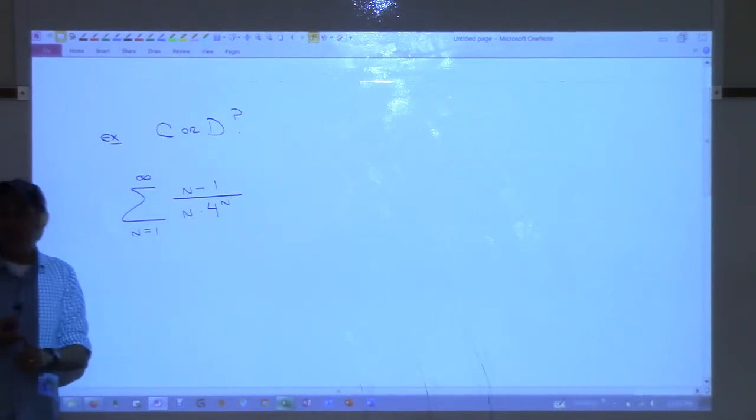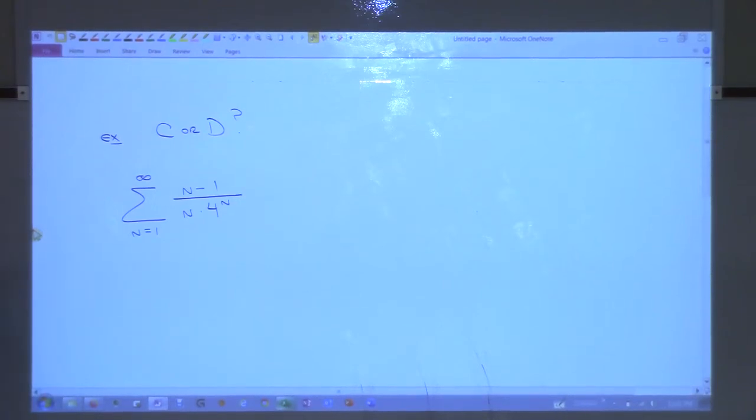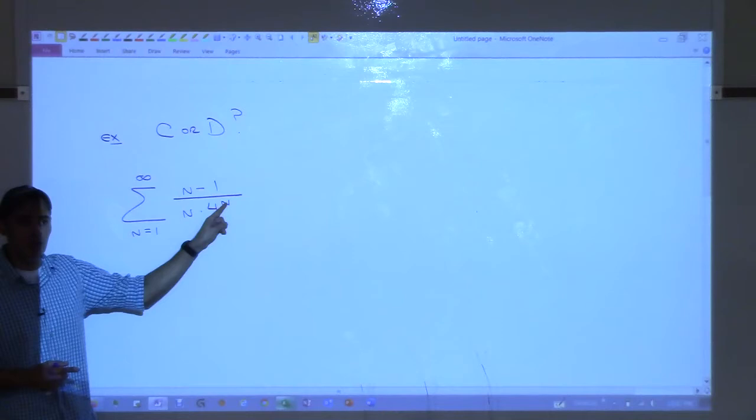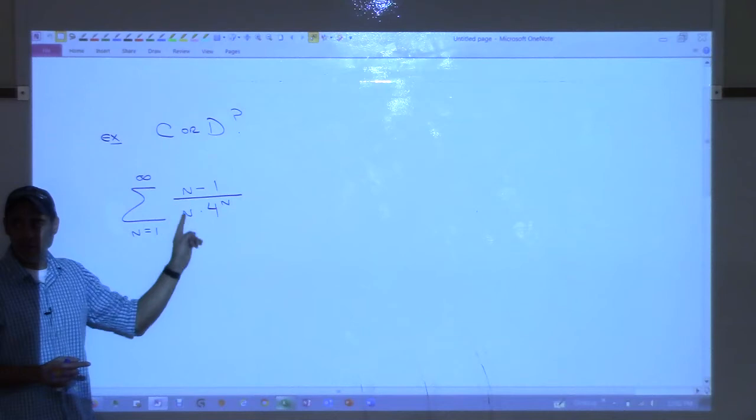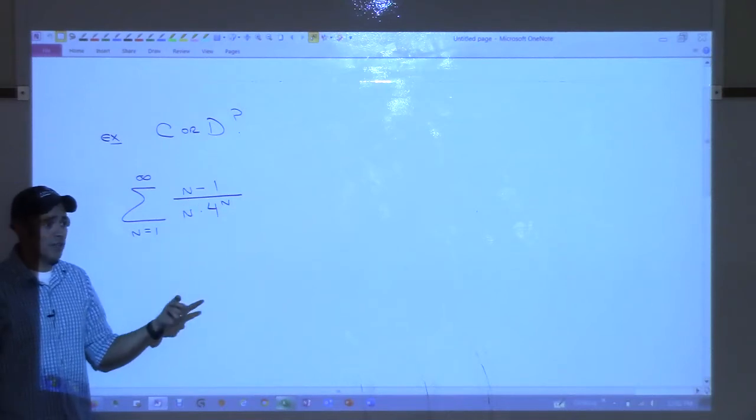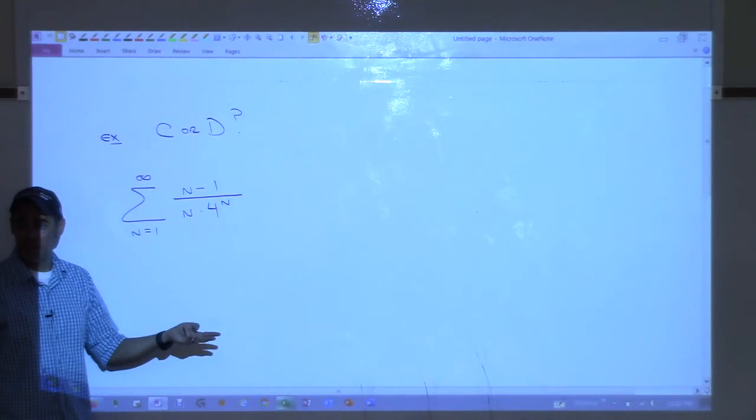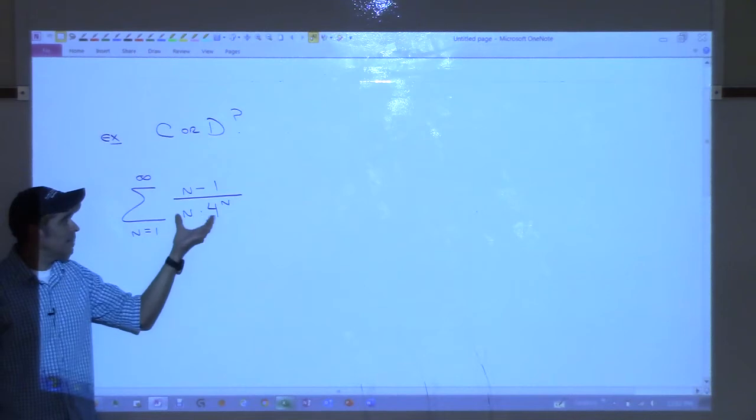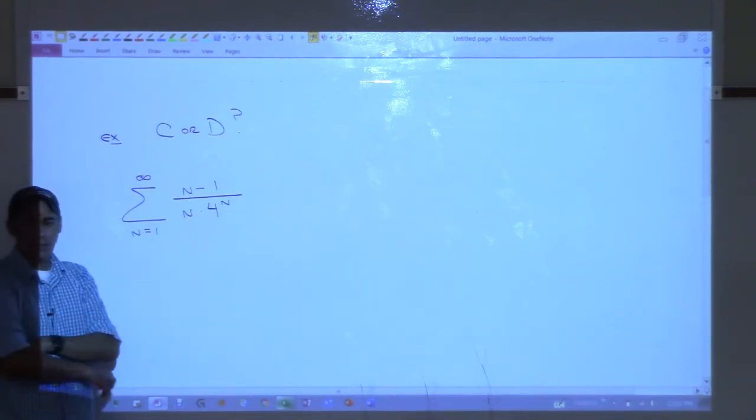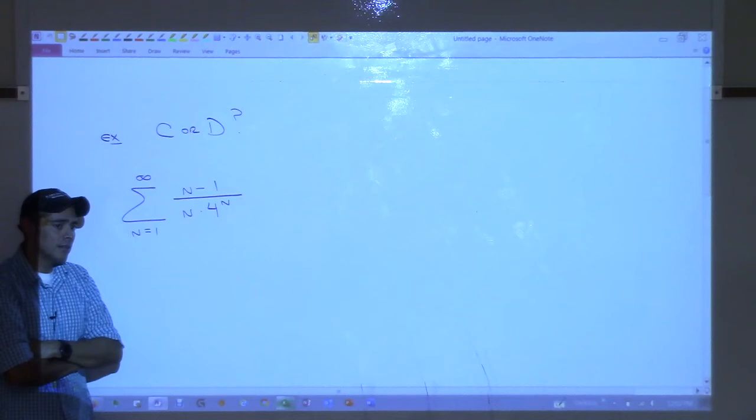Is it geometric? The 4 to the n is geometric, but it's this n minus 1 that's not geometric. Okay, so not geometric. Telescopic? Can't factor. I don't think we can. Not harmonic. So compare maybe? What would we compare this to?